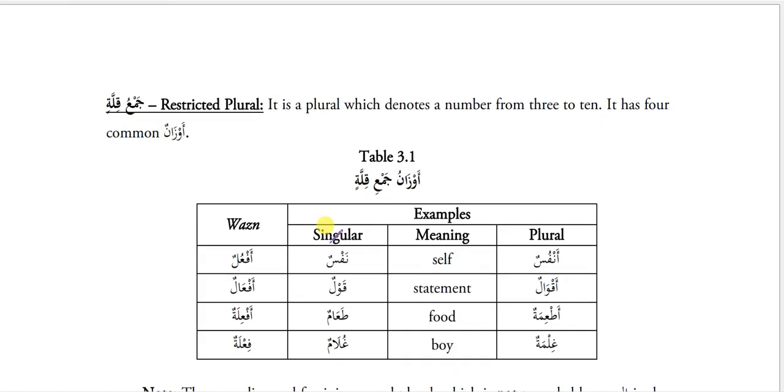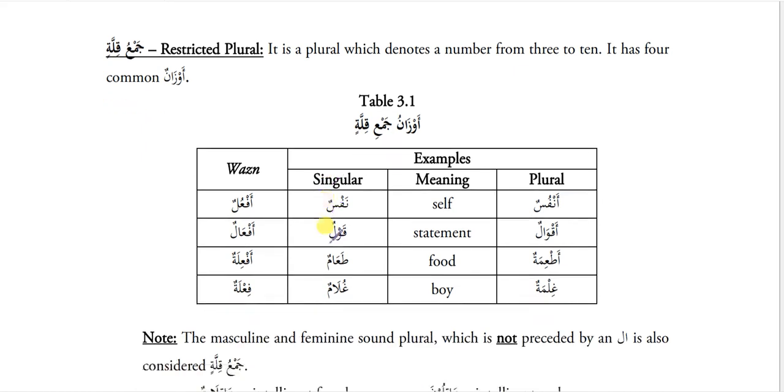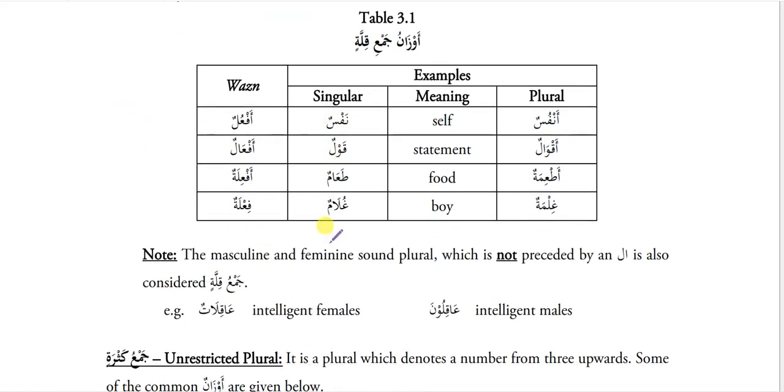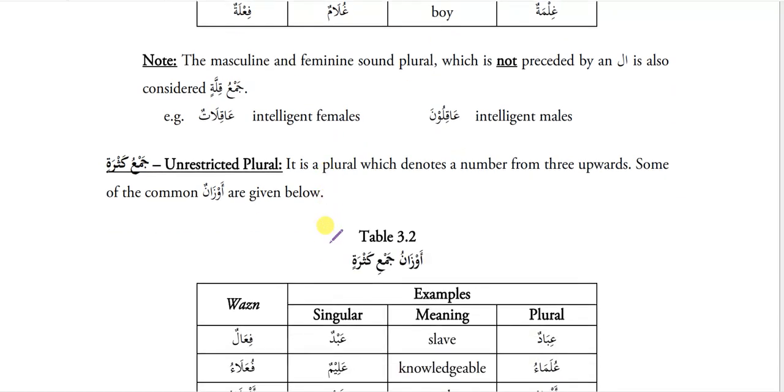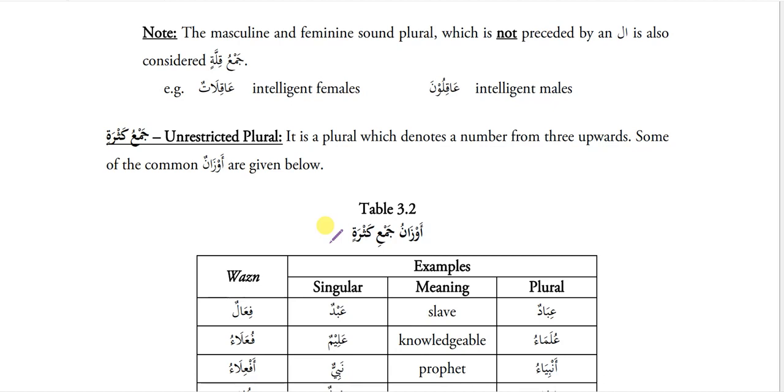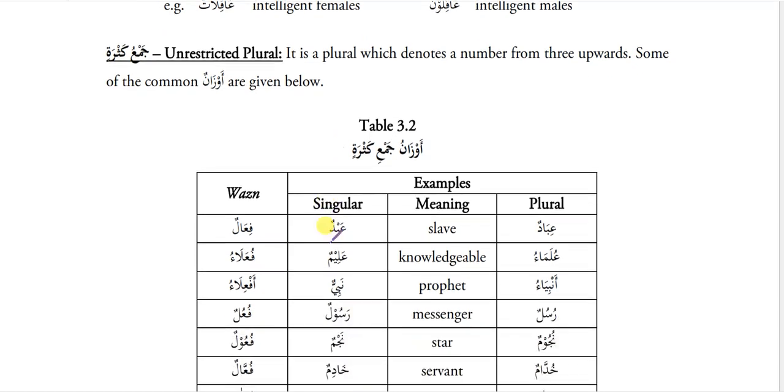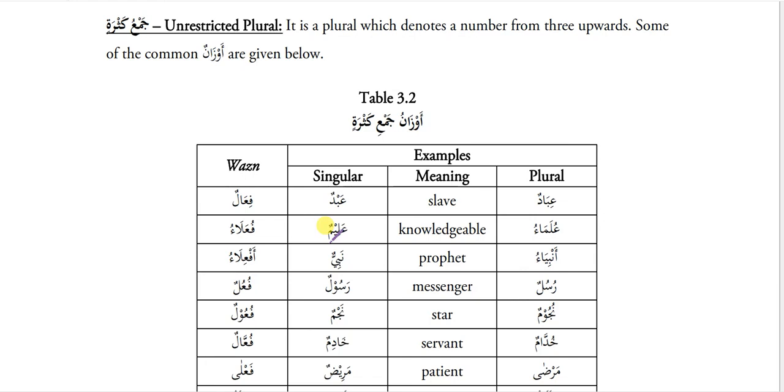So you don't have to remember these scales and anything. Just remember there is a jama killat. Jama killat has 4 scales, and jama killat represents from 3 to 9. So I told you that jama generally tells you more than 2, but when it's jama killat, it's more than 2 but less than 10. Then we have jama kasrat. It is a plural which denotes a number from 3 to infinite.